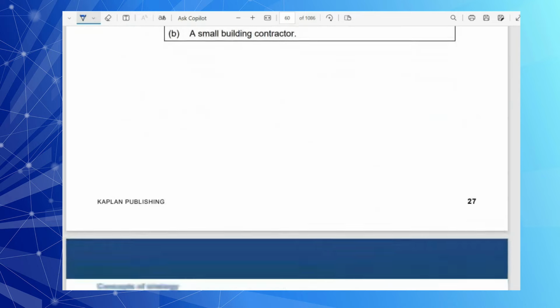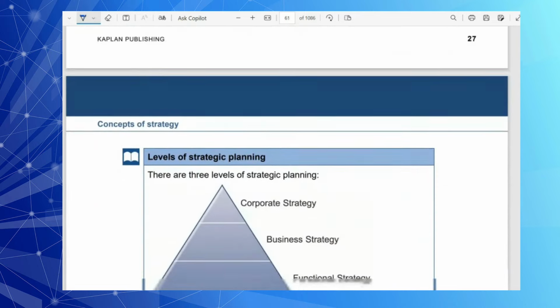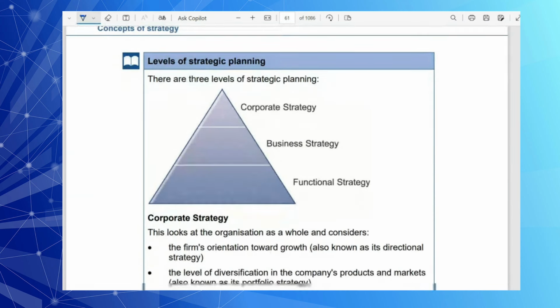Levels of strategic planning. These are corporate level, corporate strategy, which is the top level. The business strategy, where the business manager is involved. Functional strategy, where the production department is involved. So this is the distribution of strategy, or the allocation of the workload.